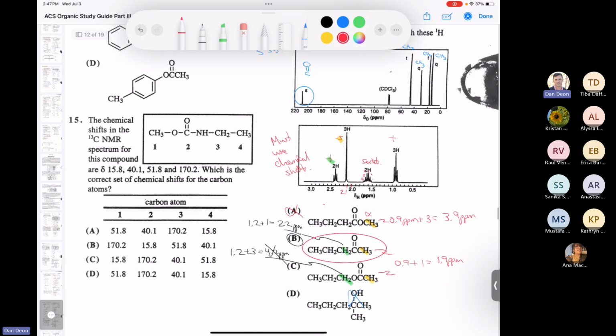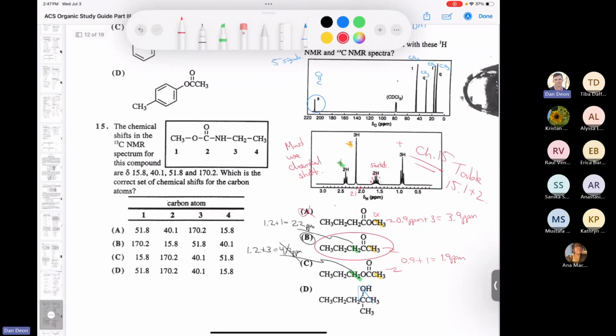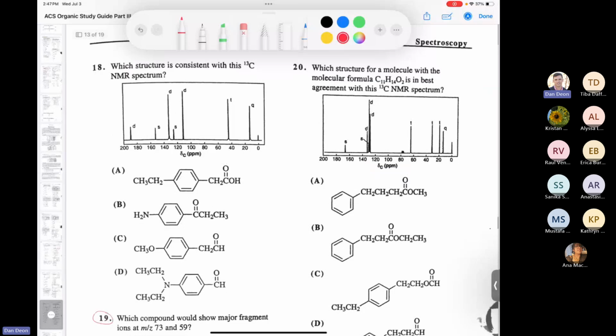You could have just solved it using just the proton, but there you go. So NMR was covered in Chapter 15. If you need to review Table 15.1 and 2, that will help you with your chemical shifts and making estimations and that kind of stuff. Okay, two more in this section.